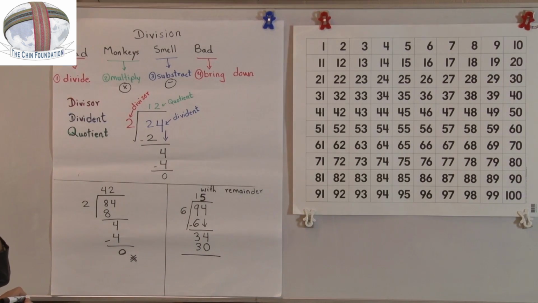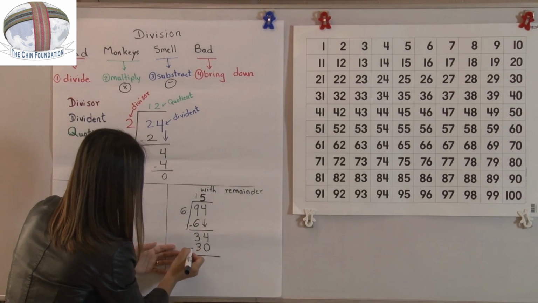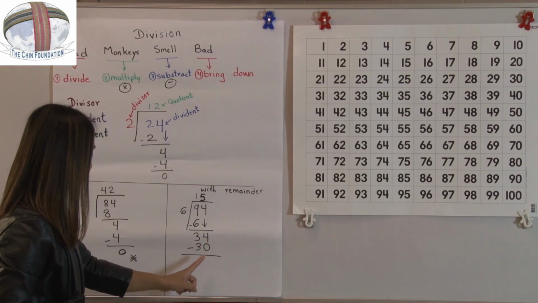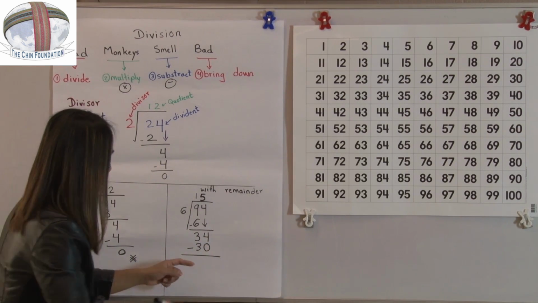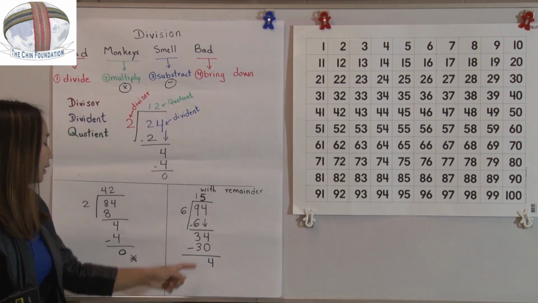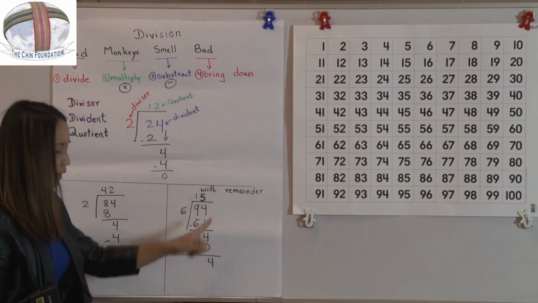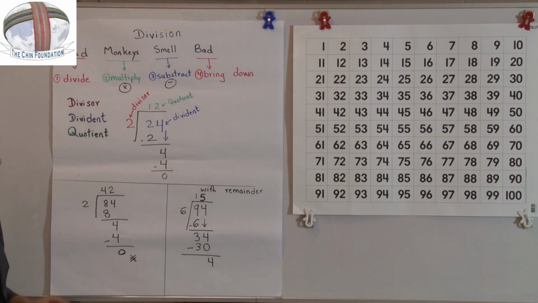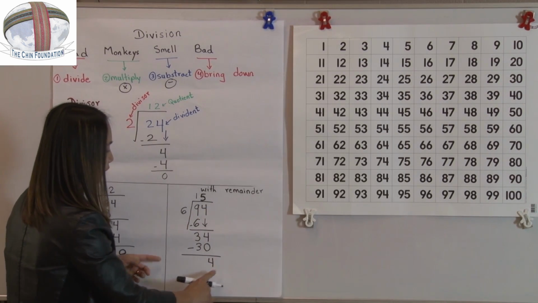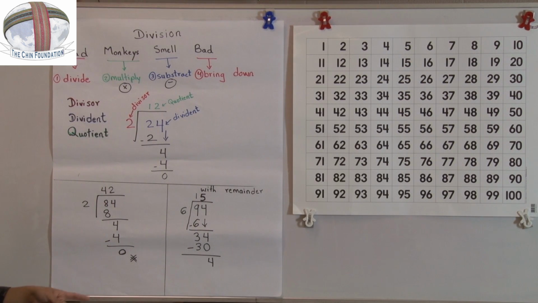Okay, now what do I need to do? I need to minus, subtract. Okay. 4 minus 0 is 4. 3 minus 3 is 0, so we don't need to put 0. Do we need to bring down anything else? Do we have any number to bring down here? No, we don't have any number, so we don't need to bring down.